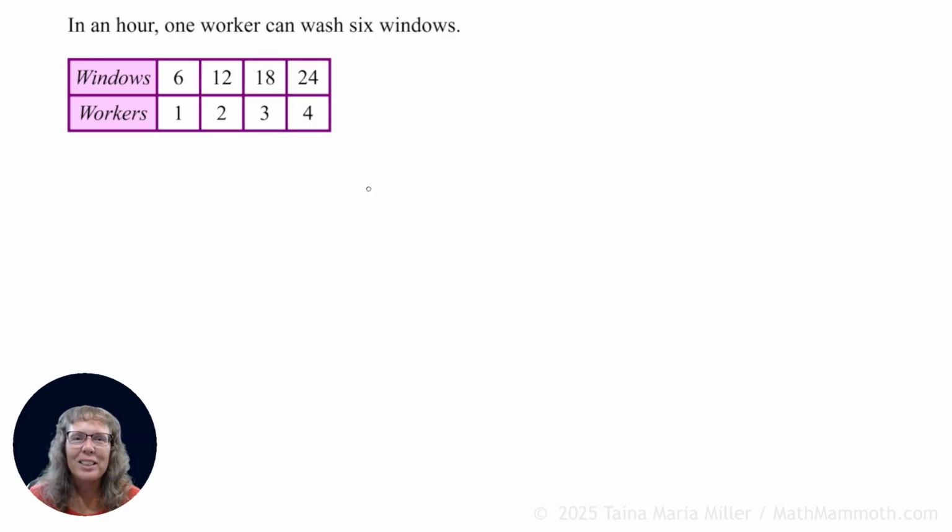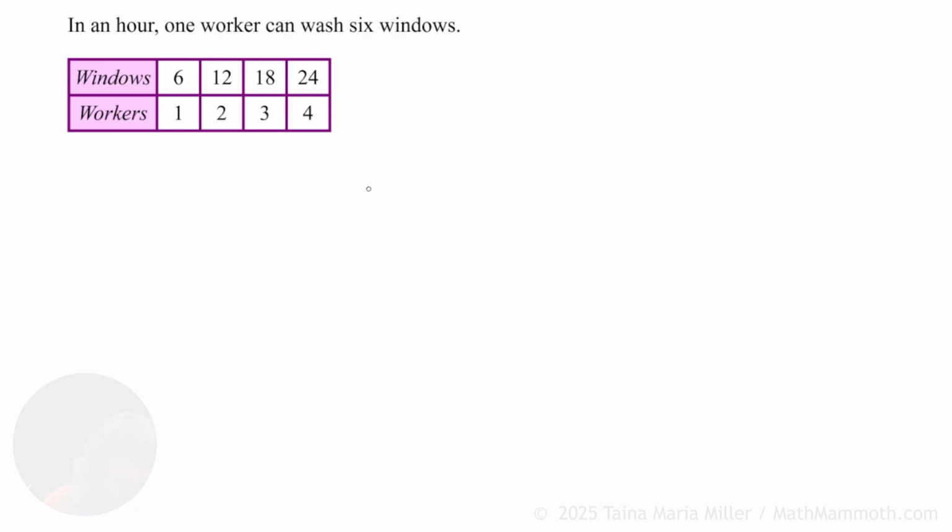One more. Is this showing a proportional relationship? We have a situation where in 1 hour, one worker can wash 6 windows. And then it shows that if there's 6 windows or 12 or 18 or 24 windows, then we have this many workers. So we're here talking about just 1 hour of time. If you have 1 hour of time and you have 6 windows, you have 1 worker. If you have 12 windows and just 1 hour of time, you need 2 workers.